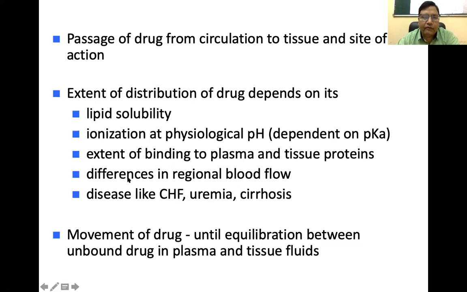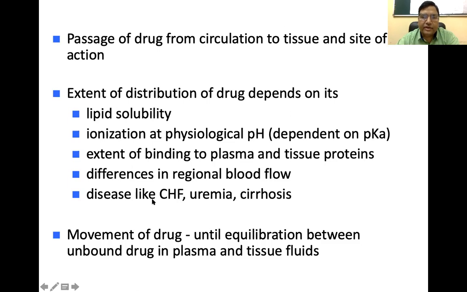Then one more important factor is the differences in regional blood flow. The more the regional blood flow to a particular organ, the more the drug will be distributed to that site or will reach quickly to that site. And if the regional blood flow is low, the drug will be less distributed to those sites.